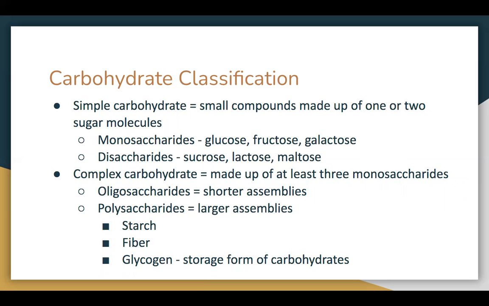Complex carbohydrates are made up of at least three monosaccharides. Oligosaccharides are shorter assemblies made up of between 3 and 10 monosaccharides, and polysaccharides, known as starch, fiber, and glycogen, are larger assemblies made up of 10 or more monosaccharides.